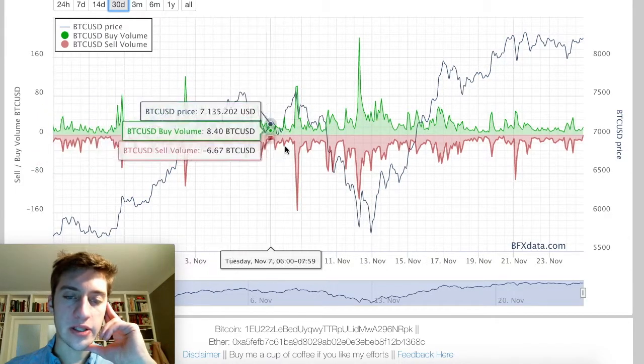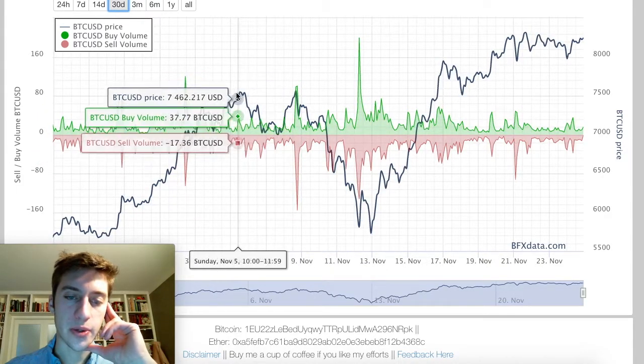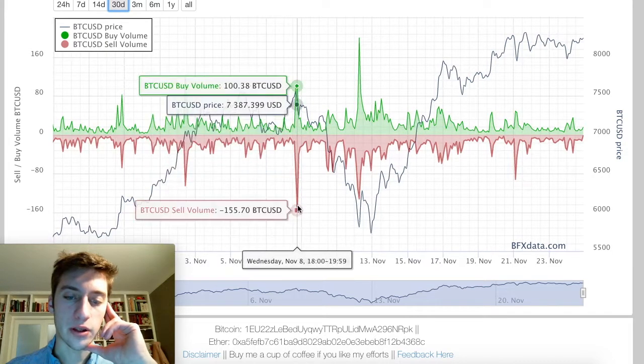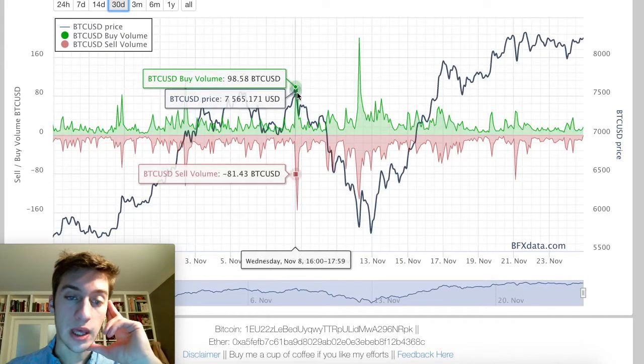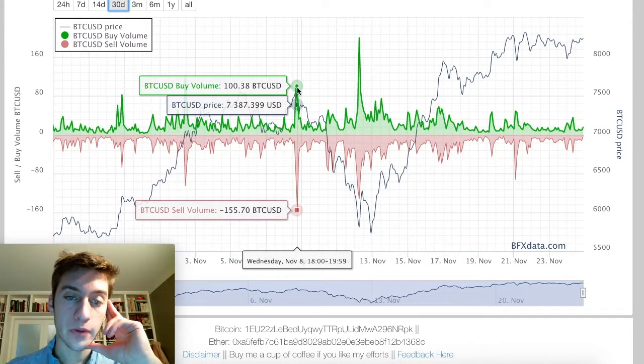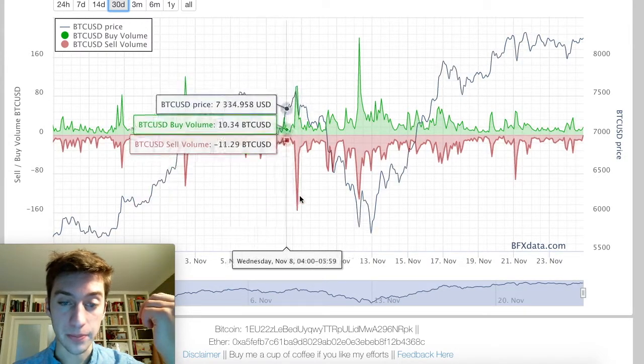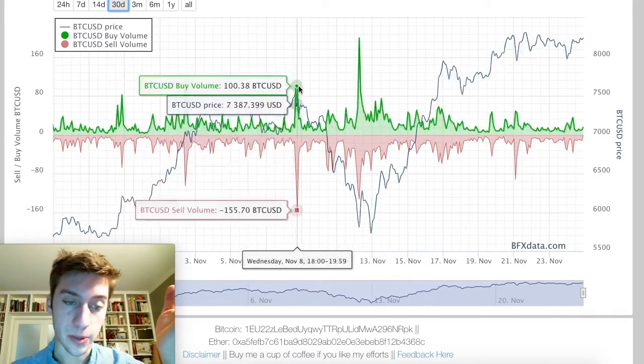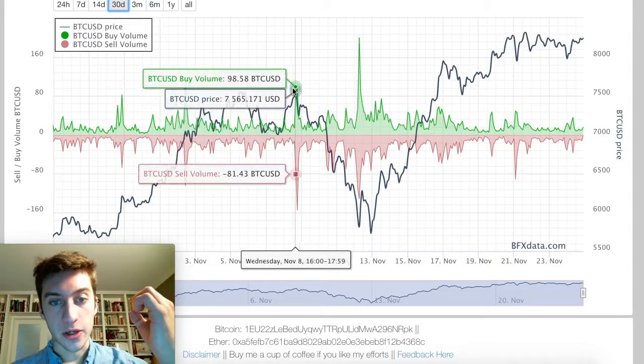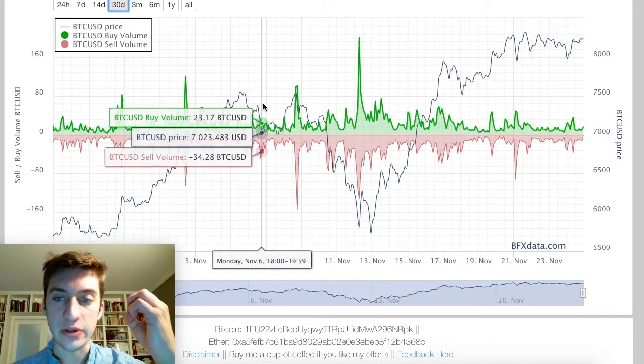And if we look here, it's the opposite. We have a market top with resistance right here, and we have higher sell volume than buy volume. We have 155 sell and 100 Bitcoin being bought. So that's 3 to 2. 3 Bitcoin being sold for every 2 being bought at a market top. That is very bearish.